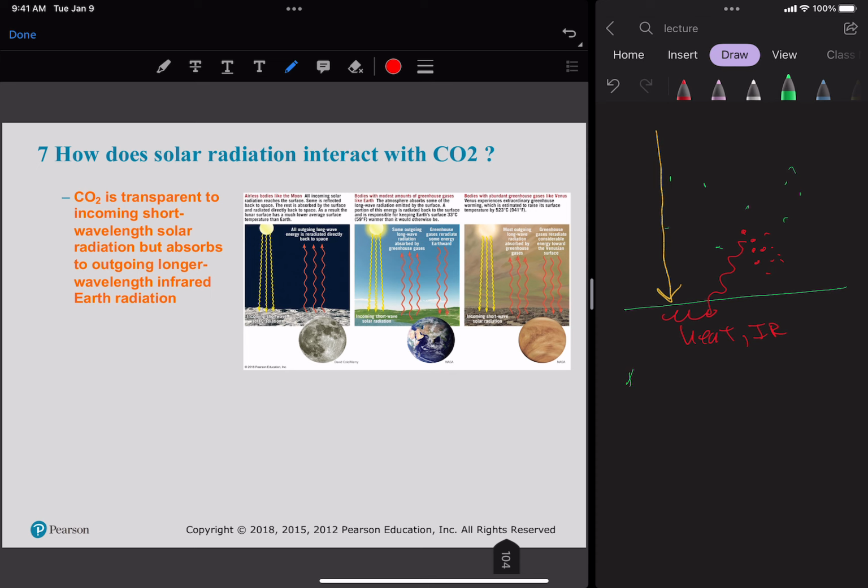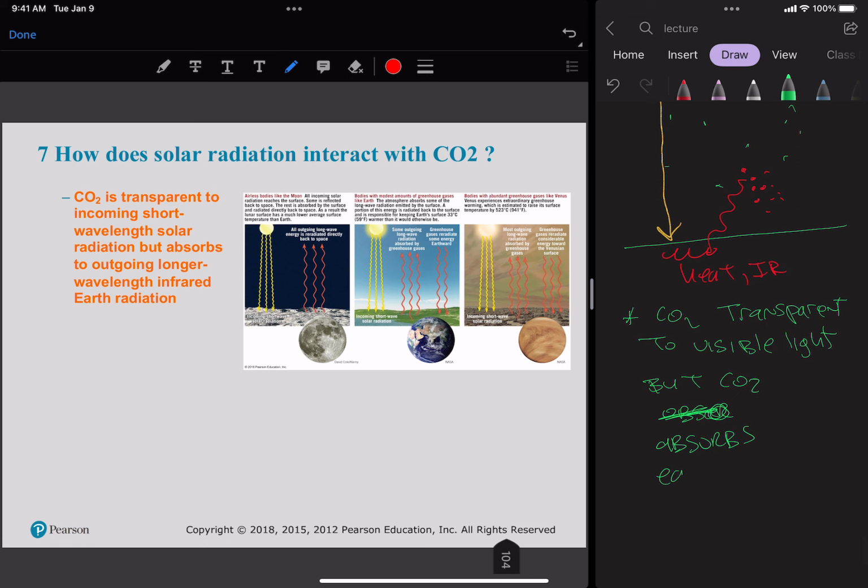So carbon dioxide lets sunlight pass right through, so CO2 is transparent to visible light, but CO2 absorbs the Earth's body heat, or infrared.